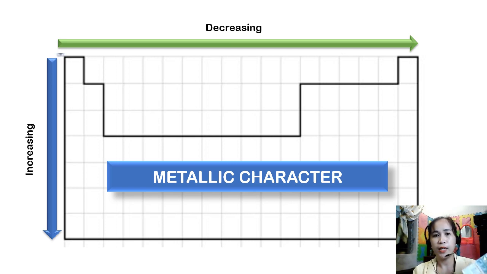Metallic property relates to how easy it is for an atom to lose an electron. On the other hand, non-metallic property relates to how easy it is for an atom to gain an electron. Okay, so meaning metallic properties can lose an electron, and non-metallic properties can gain an electron. So when you proceed to grade 9, we will talk about this more.